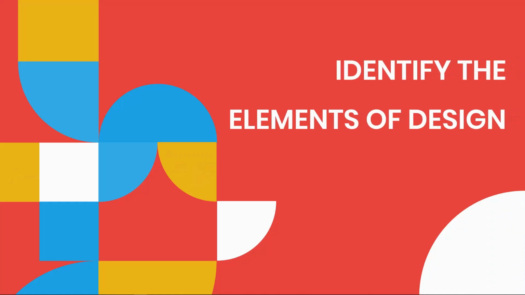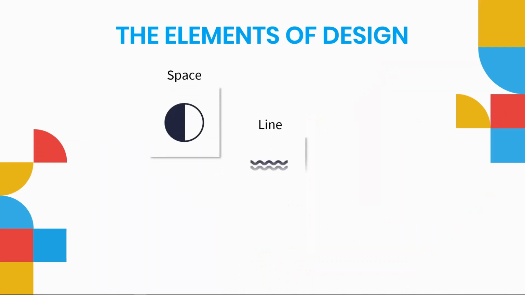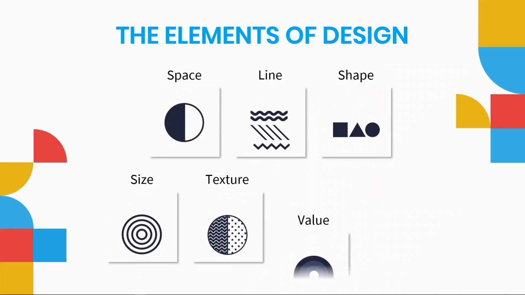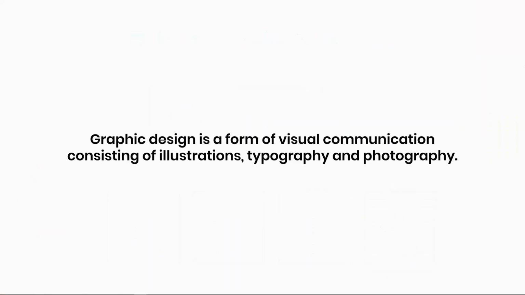The basic building blocks of design are referred to as the design elements. We will investigate the elements in lesson 2, but to put things into more perspective for you, I would like to introduce these elements to you. The elements of design consist of space, line, shape, size, texture, value, and color. All and any designs you have ever witnessed consist of a combination of these elements. Let's have a look at some examples.